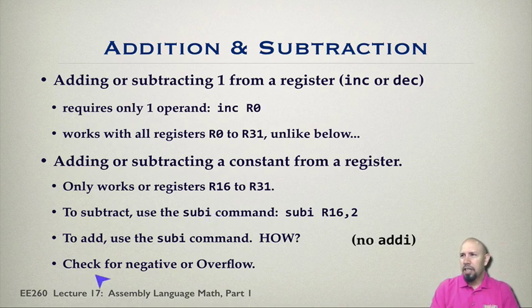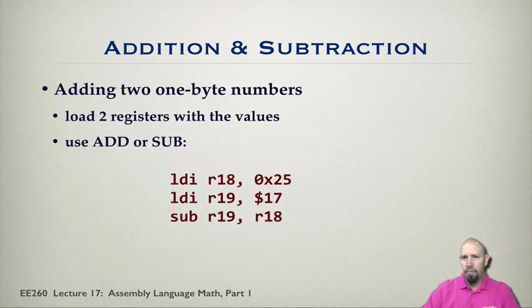The other thing we need to check whenever we do adding or subtracting is we need to check for a negative or an overflow that results. It's simple enough to add 2 1-byte numbers. We just load the 2 registers with the values we want, then add or subtract. Okay, so here's an example. I'm loading this value into register 18, this into register 19. Notice this is an alternate way of expressing a hexadecimal number, and then we subtract the 2 numbers.